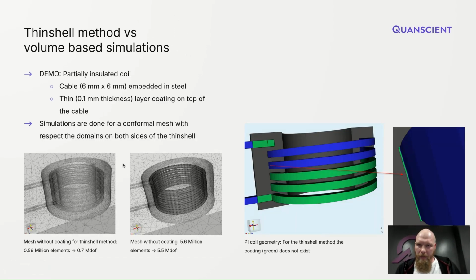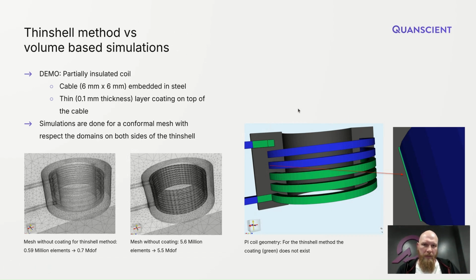So what we have done is we did simulations to compare the Thinshell method against the volume-based simulations. And you can see the geometry here on the right. The blue one is a cable spiraling around, and it has a thin volume layer around it, and everything is embedded in a steel structure. Here on the very right, you can see the very thin conducting layer around the cable.